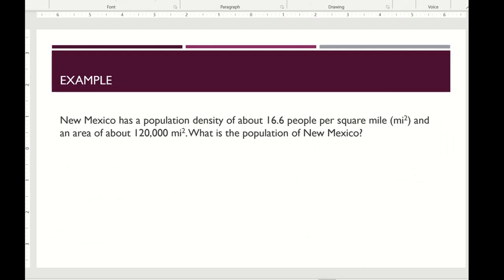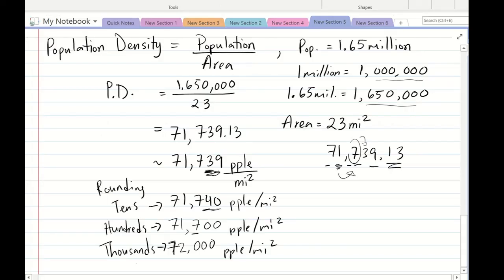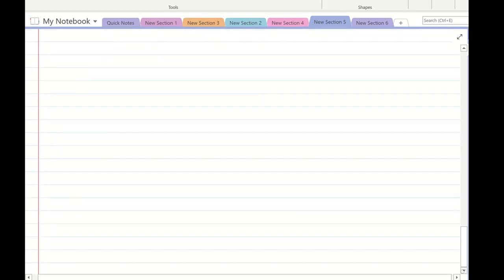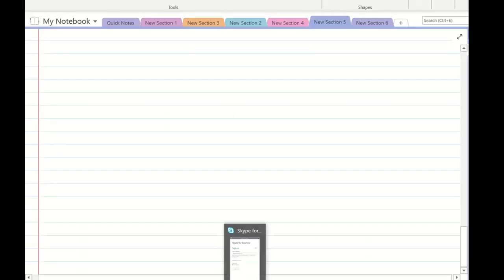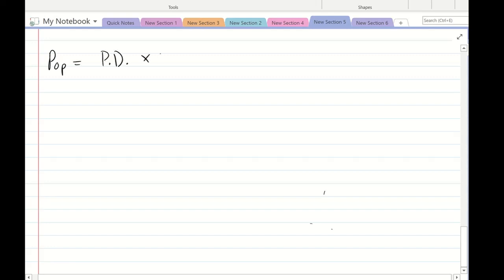Now, coming back from that video lesson, what do you think? How do we solve this, right? We know how to solve population. We know how to solve population density. We know how to solve area, right? We know all the different aspects of it, right? So how are we going to solve this? We're looking for population. So let's go back to our notebook, right? And what are they asking us for? They're asking us for population. All right. So we know that population is equal to population density times area.